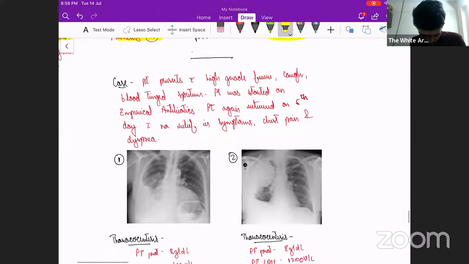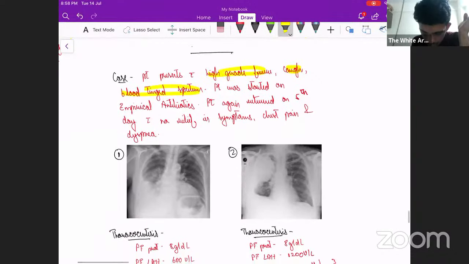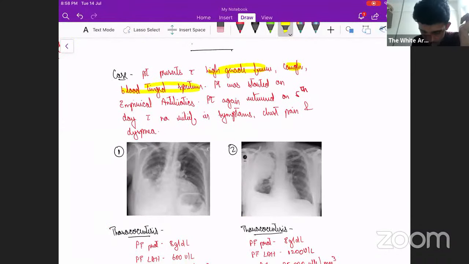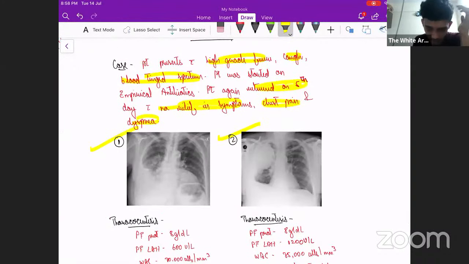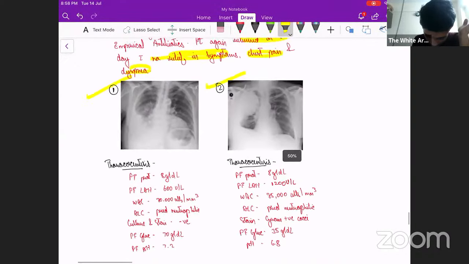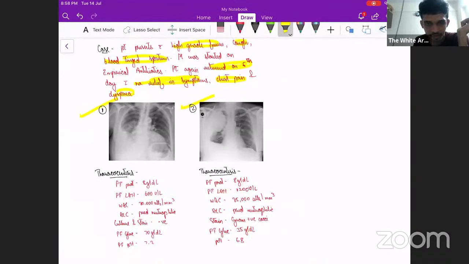Next, let's look into this case. Patient presents with high-grade fever, cough, blood-tinged sputum. Patient was started on empirical antibiotics, but he came back on the 5th day with no relief of symptoms, chest pain and dyspnea. So this is the same clinical scenario with two patients. First patient's X-ray is this, second patient's X-ray is this, and this is the thoracocentesis. This is what you found. Now anyone can make a diagnosis. What is case 1? What is case 2?